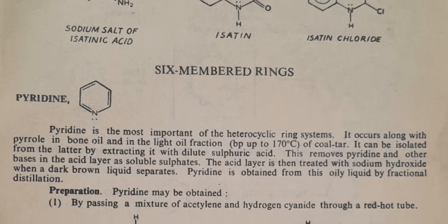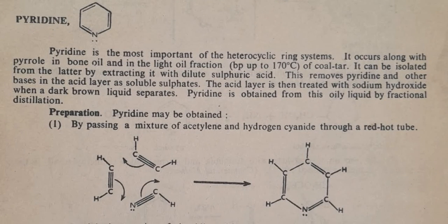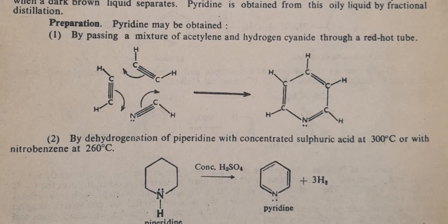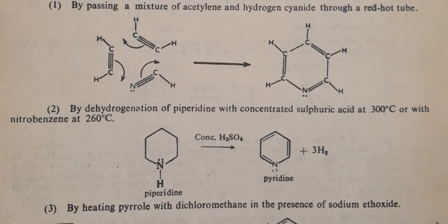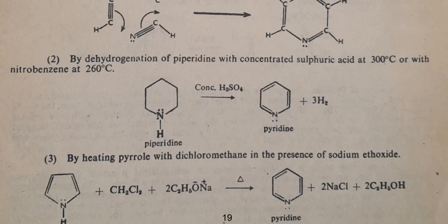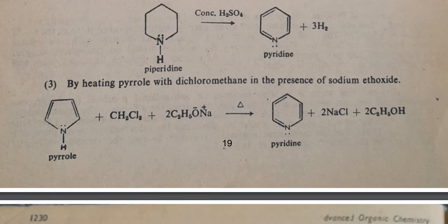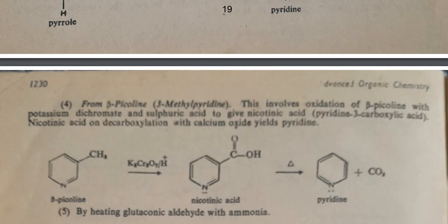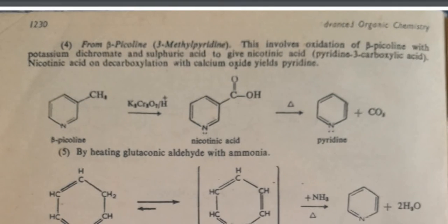So now the six-membered ring, this is also very important: pyridine. You know, pyridine is also a very important heterocyclic compound. How will you prepare pyridine? Pyridine can be prepared from three molecules of acetylene. You can see here. From piperidine, you will get pyridine. From pyrrole and dichloromethane, you will get pyridine. From beta-picoline, you will get pyridine. You can see the reaction scheme.